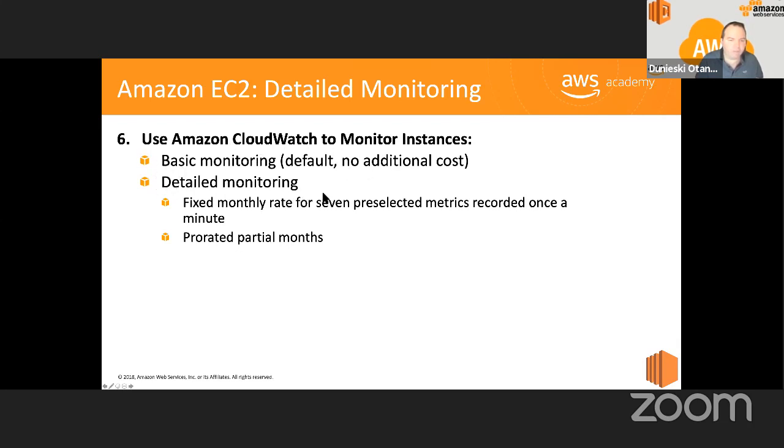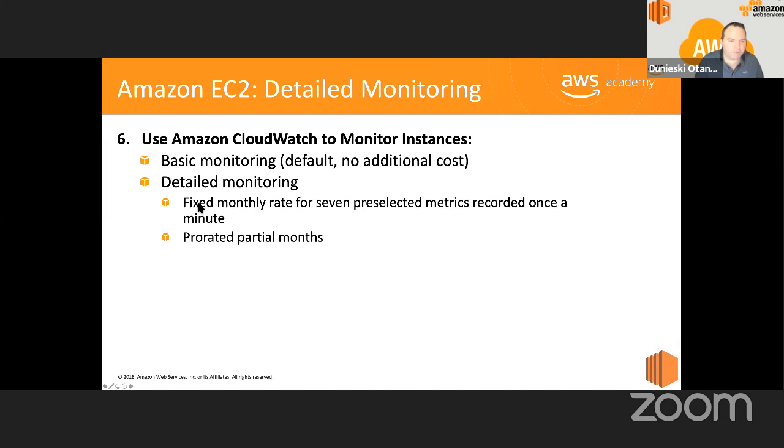But if you have detailed monitoring, that is not free. You have a fixed monthly rate for 7 pre-selected metrics, pre-recorded once a minute, and prorated partial months. If you start on the 15th or 16th or 17th of the month, you're going to get a prorated charge, like any other service that you're paying for, like your phones or your insurance, or your house rental.